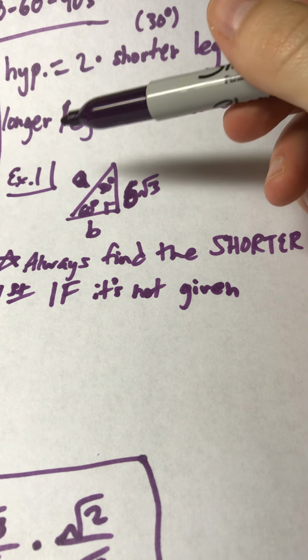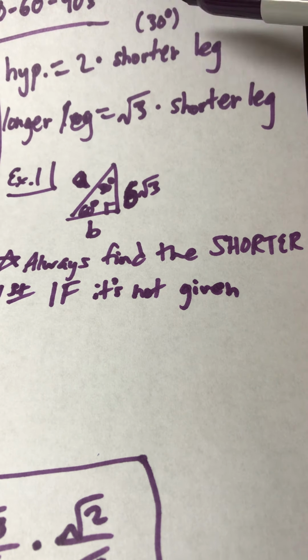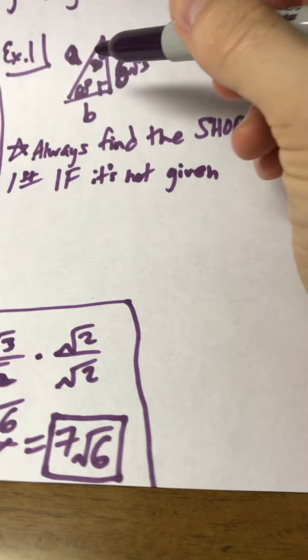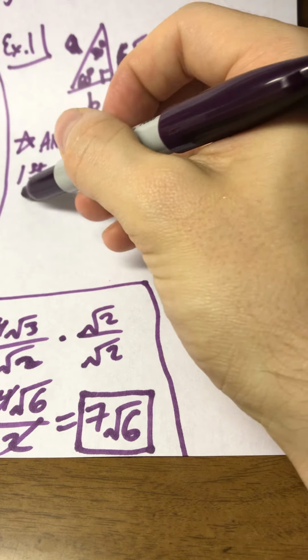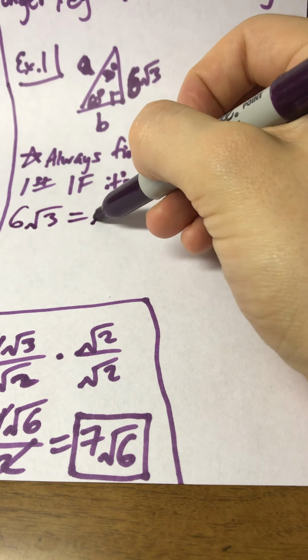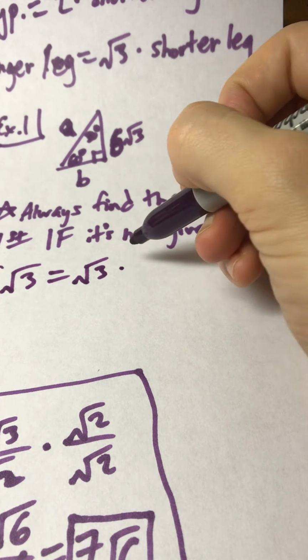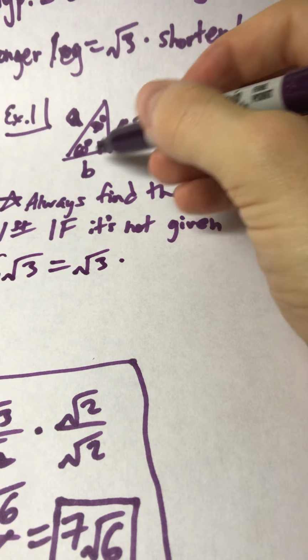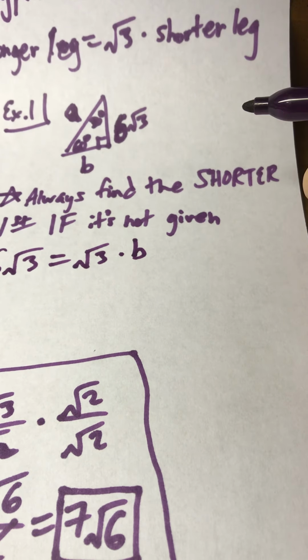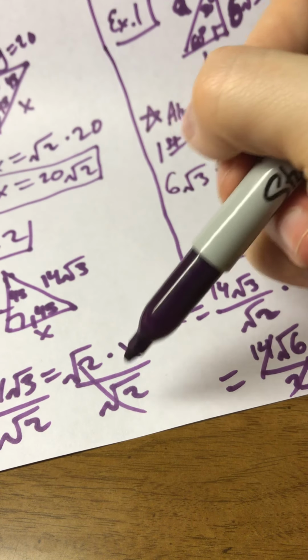We want to use the second one, right? We know the longer leg, we need to find the shorter leg so that we can go back and plug it in until you find the hypotenuse. So we need to use this one. So the longer leg, 6 root 3, is root 3 times the shorter leg, which we don't know, so just b. Just like down here, we need to solve for the variable.